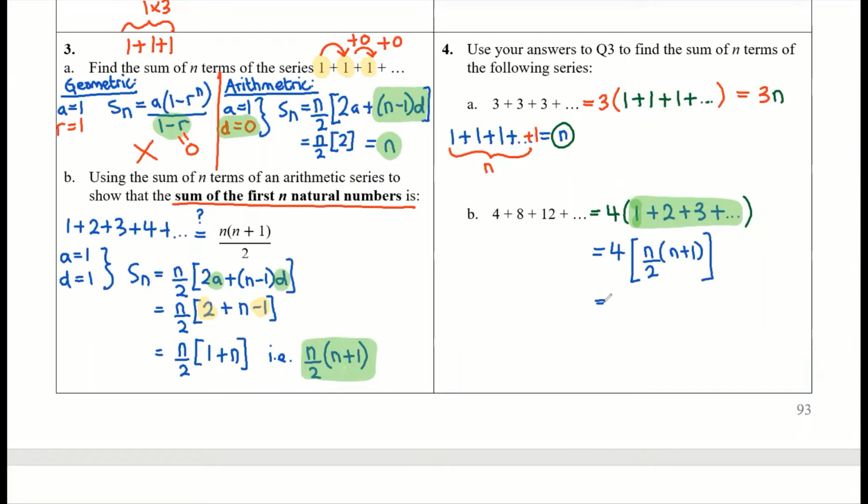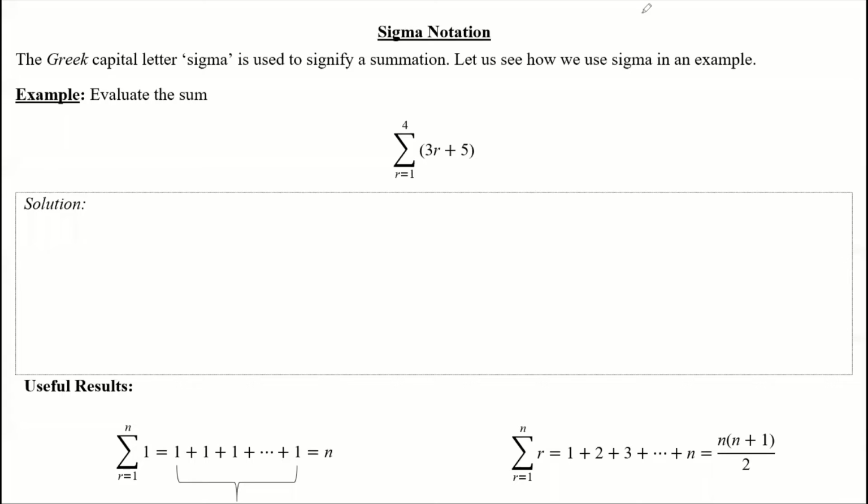Okay, and then the 2 will cancel in the denominator. So this is going to go here. So 2 and 4, that's going to cancel down to 2, and that's going to be 1. So the answer is just going to be 2n multiplied by n plus 1. And you could actually check this if you wanted to. If you wanted to check the formula, just sum the 4 times table over however many terms you like. Okay, and we'll stop that there.